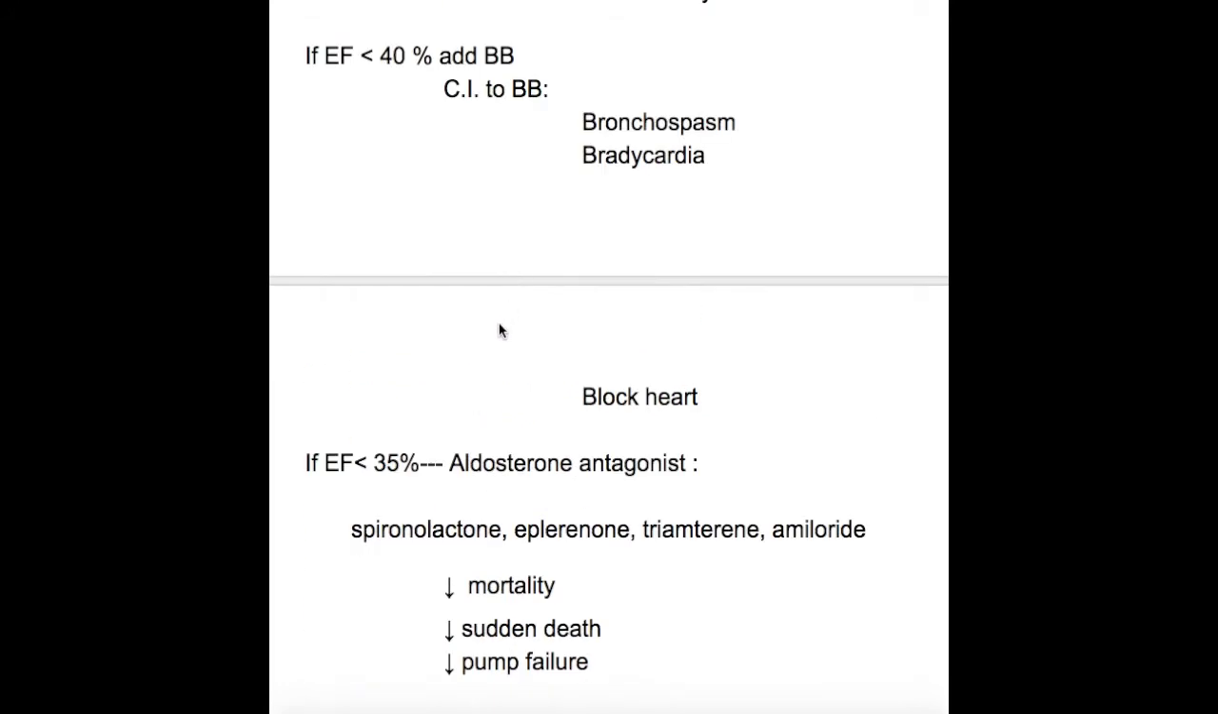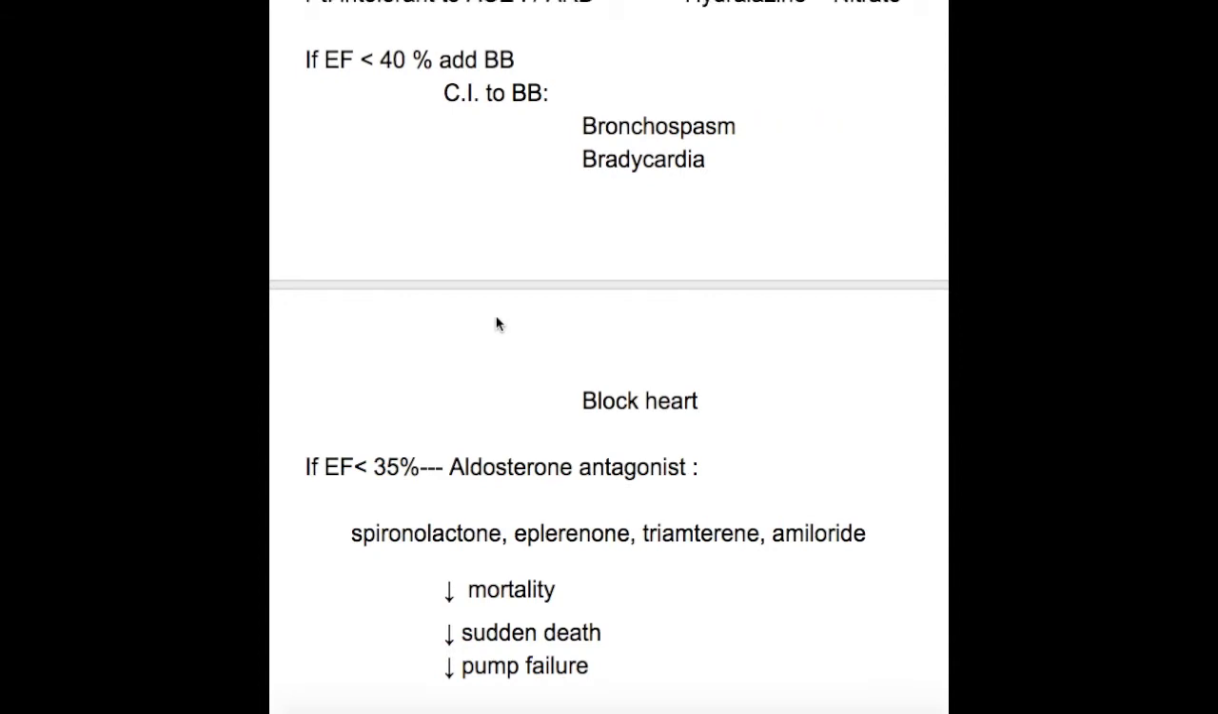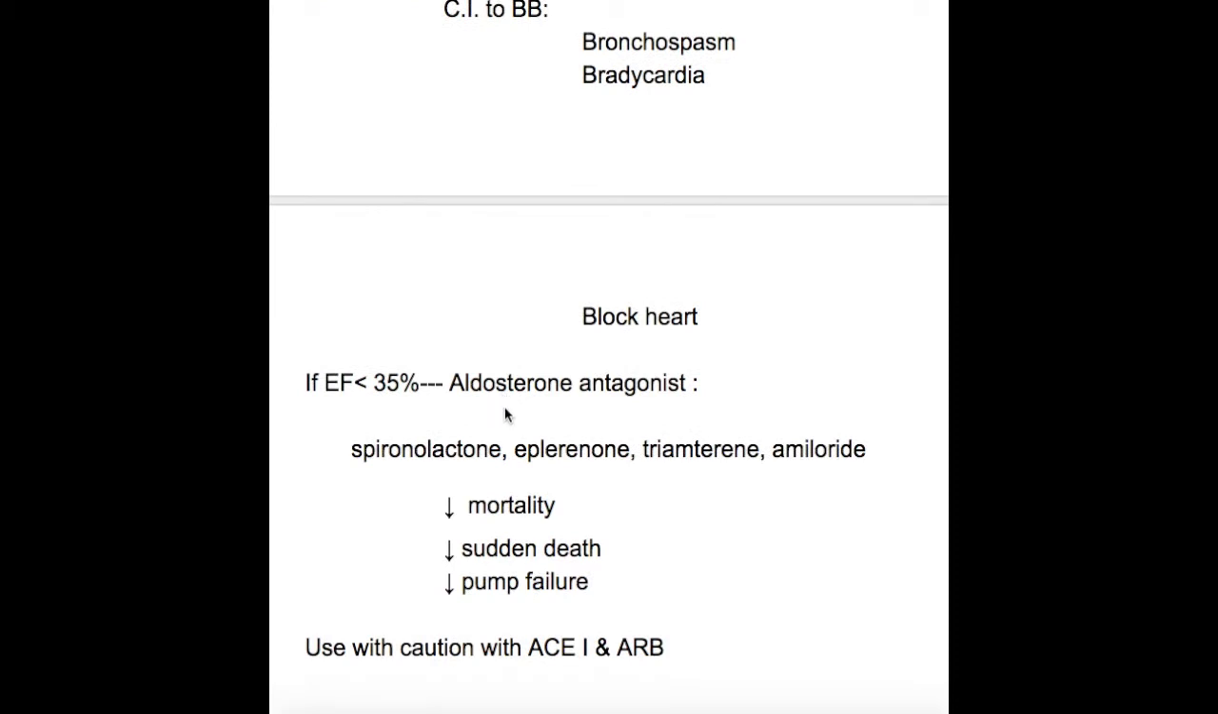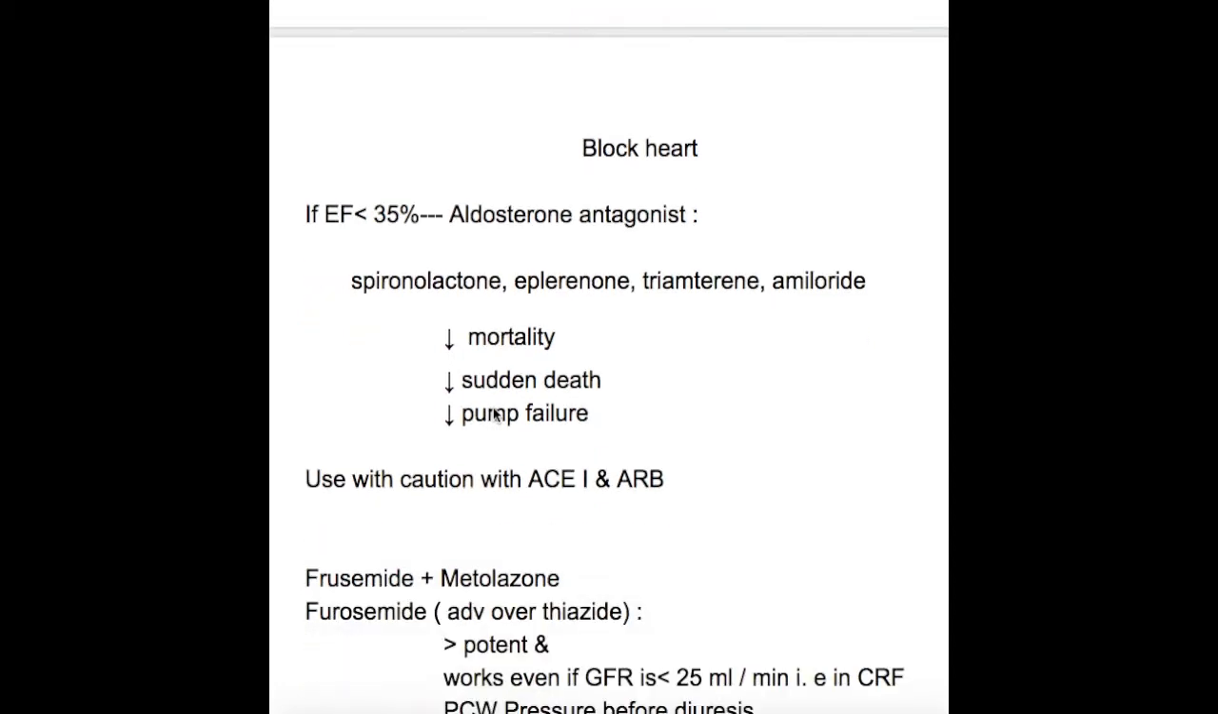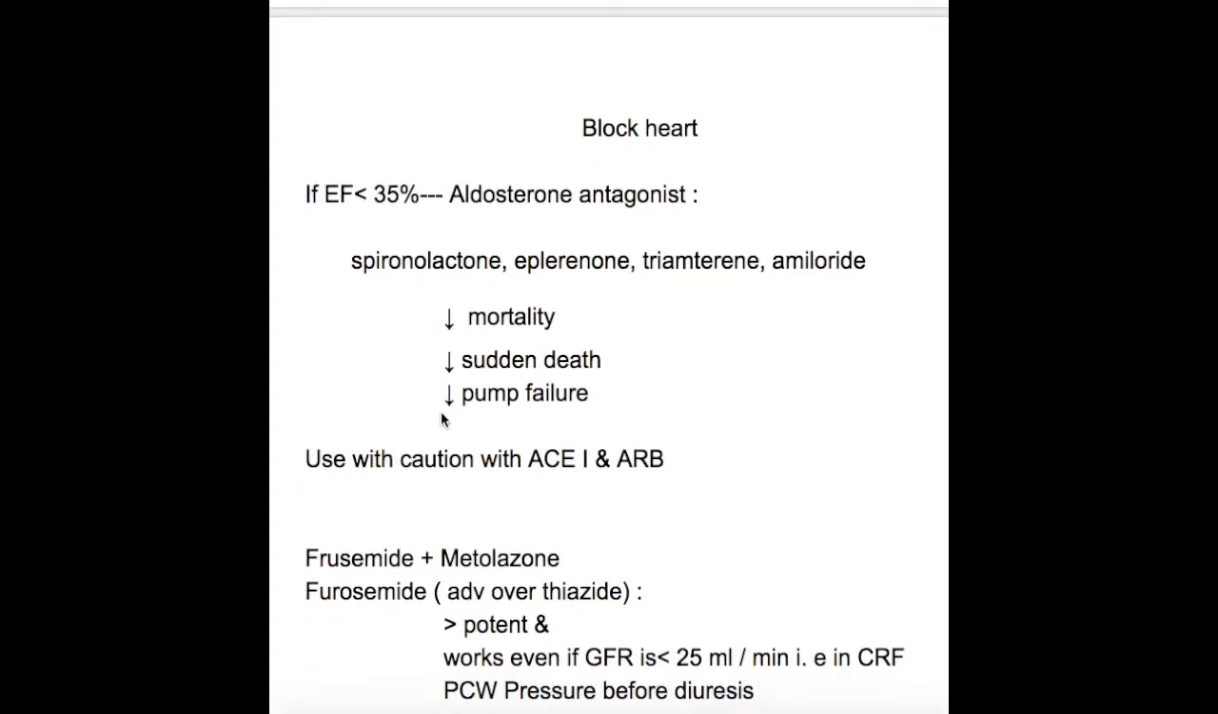Okay, if the ejection fraction is less than 35%, then we add aldosterone antagonist. They include spironolactone, triamterene, amiloride, and eplerenone. What do the aldosterone antagonists do? They decrease the mortality, decrease sudden death, and decrease death from pump failure. What is the caution to be taken with the use of aldosterone antagonists? They should be used with caution with ACE inhibitors, or with angiotensin receptor blockers. Why? Because all of them cause hyperkalemia.